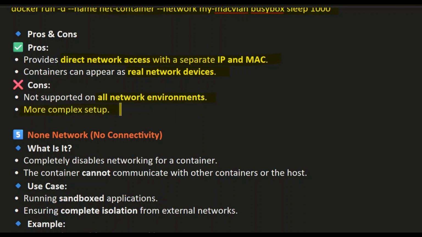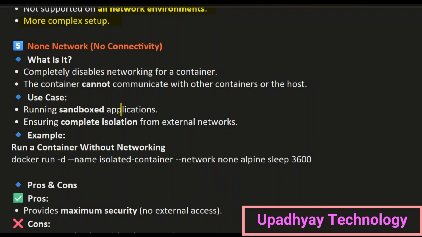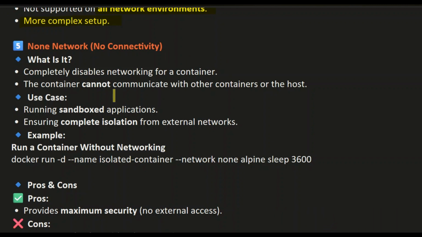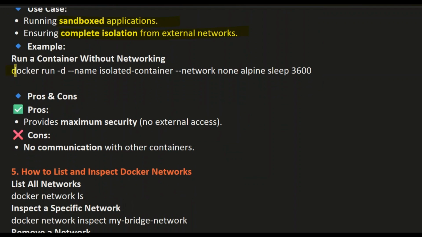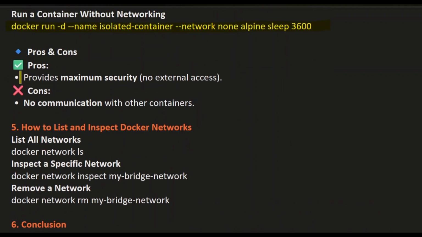More complex setup. 5. None network, no connectivity. What is it? Completely disables networking for a container. The container cannot communicate with other containers or the host. Use case. Running sandboxed applications. Ensuring complete isolation from external networks. Example. Run a container without networking. docker run -d --name isolated-container --network none alpine sleep 3600. Pros and cons. Pros. Provides maximum security, no external access. Cons. No communication with other containers.